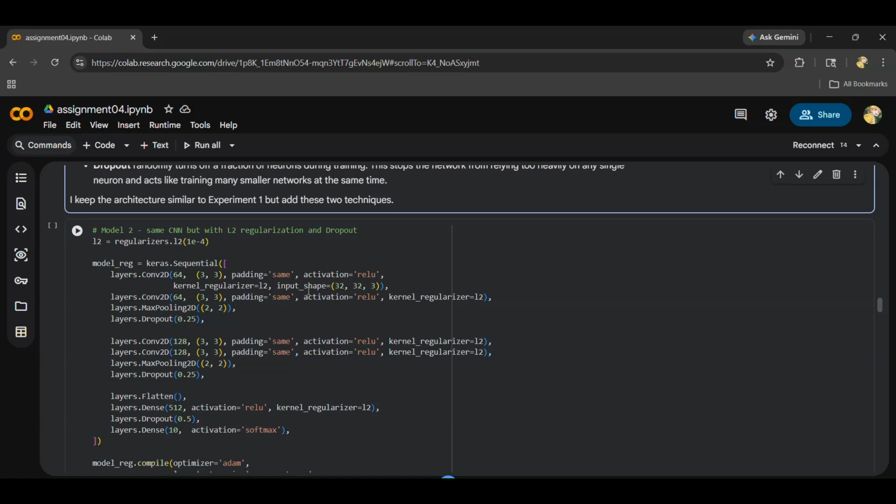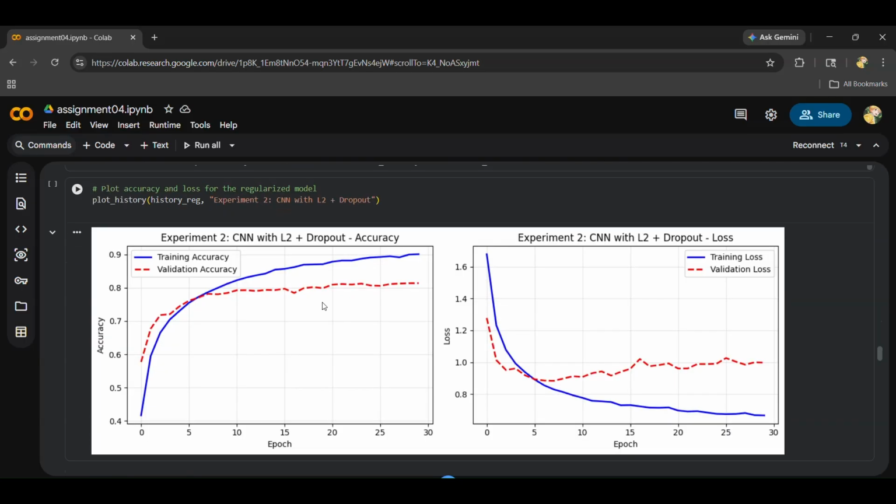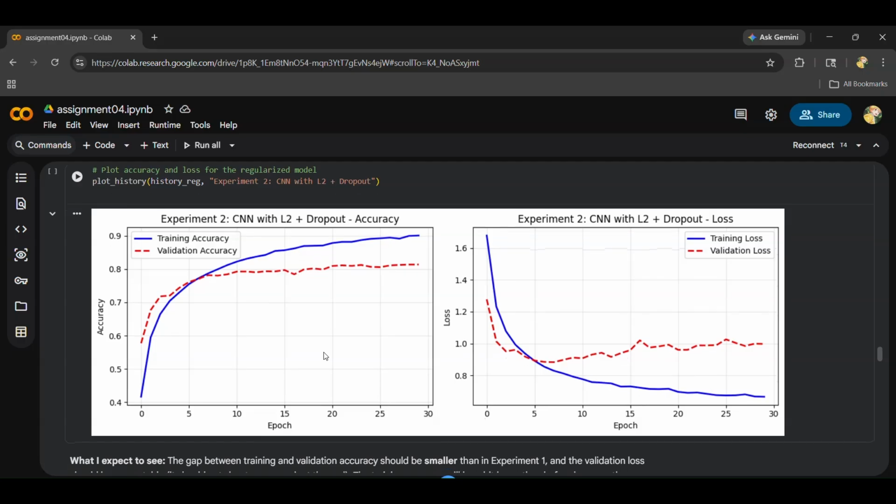After training, the graphs look much healthier. Now here is the experiment 2 graph. The gap between training and validation accuracy is much smaller than in experiment 1. The training accuracy is a bit lower, which makes sense because I am penalizing the model for being too confident. The validation accuracy is higher and the validation loss stays flat or keeps going down instead of shooting up.